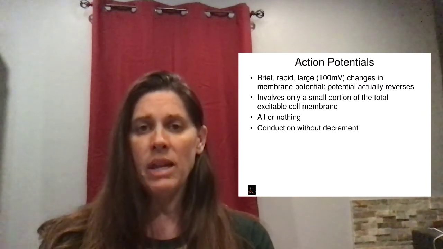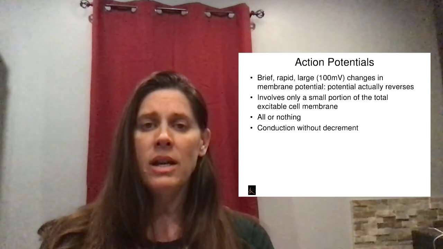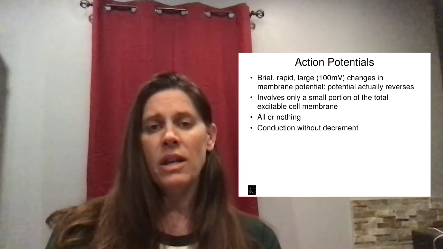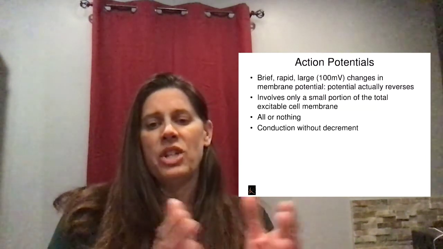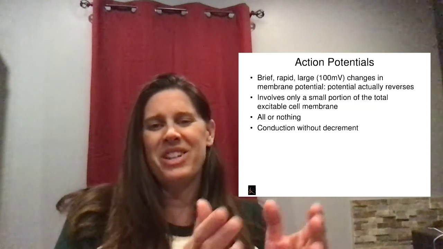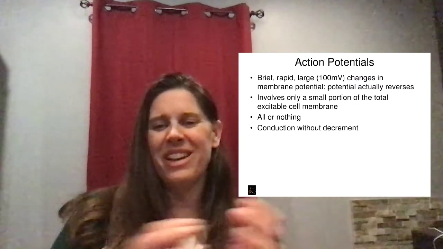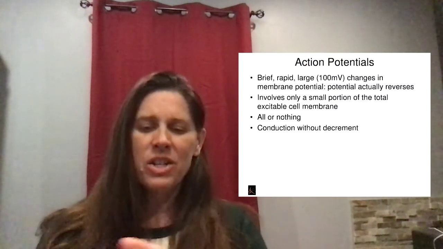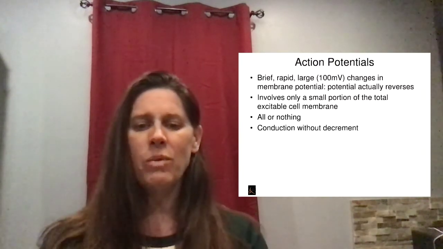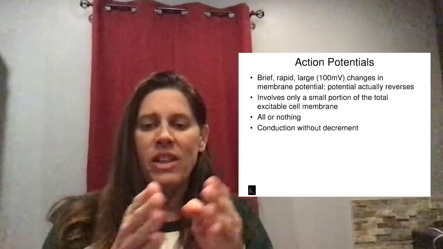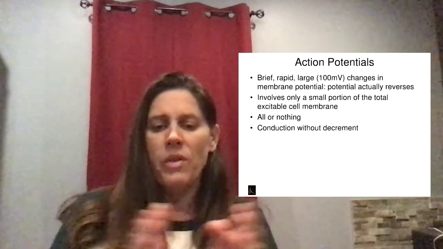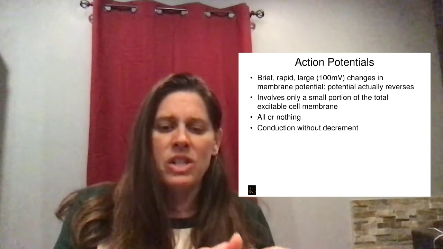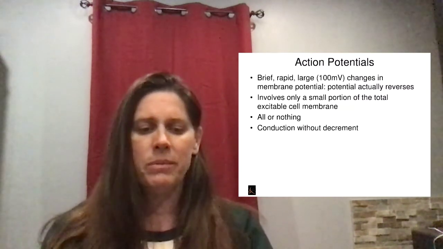Conduction without decrement means that once an action potential is stimulated, it will stimulate an action potential adjacent to it, which will stimulate an action potential adjacent to that, which will stimulate an action potential adjacent to that, all the way down the axon. You can see there'll be movement of electricity all the way down. So it conducts down the axon without decrement. Again, it doesn't fizzle out. It's going to continue to move and stimulate the next and the next. It's not like it's going to start and then run out of energy and just stop. That doesn't happen.